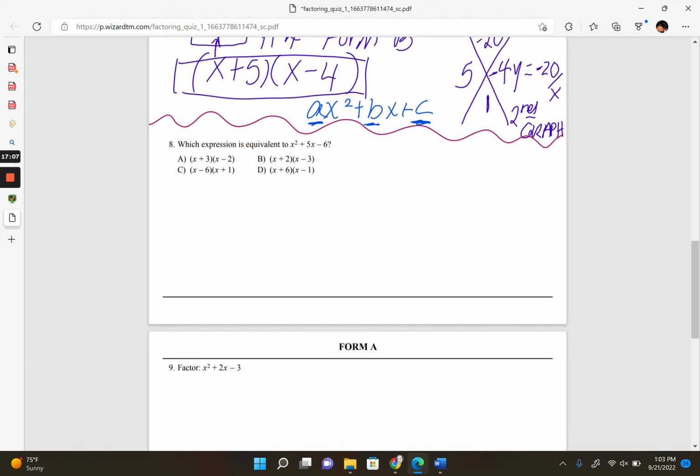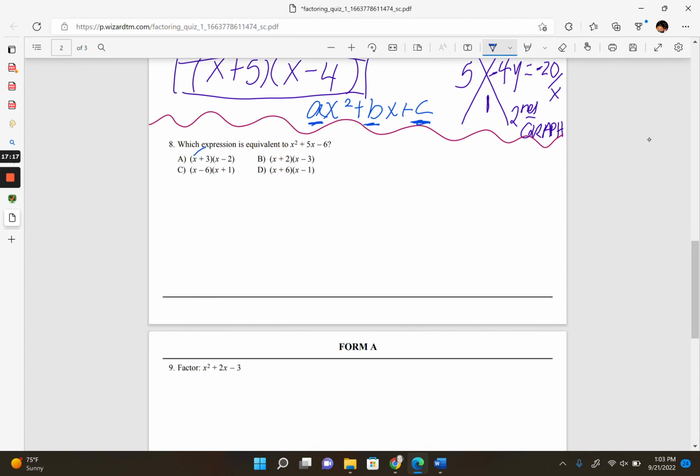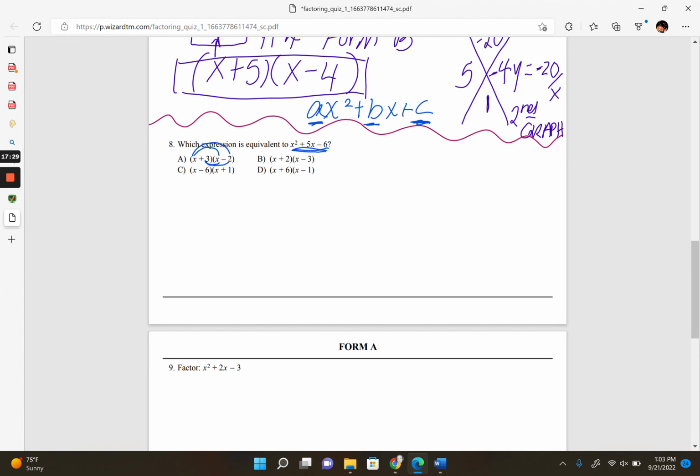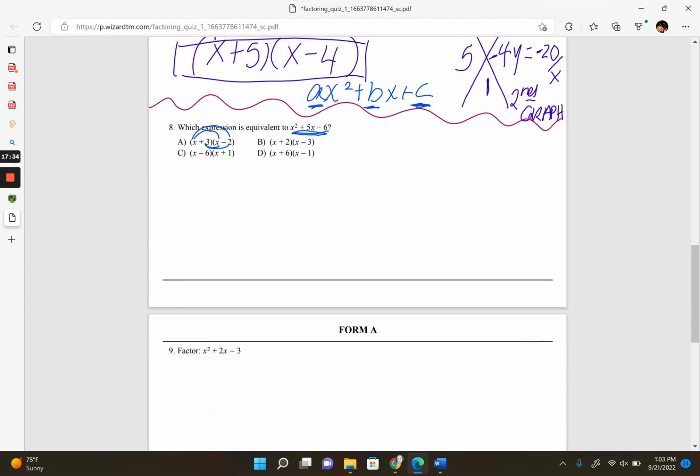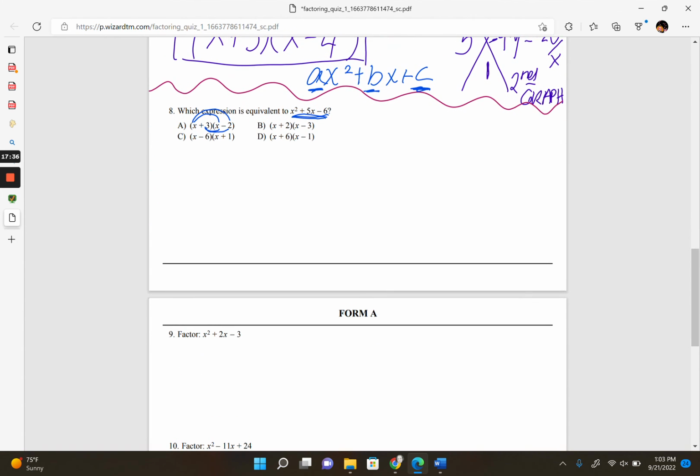Number 8 I know is multiple choice. So technically, if you get a multiple choice question, you could go through the choices and double distribute each one: x times x, x times negative 2, 3 times x, 3 times negative 2, and see if it matches. You could definitely do that if you were in a bind. Let's pretend there's no multiple choice. By the way, number 8 on Form A corresponds to number 7 on Form B.